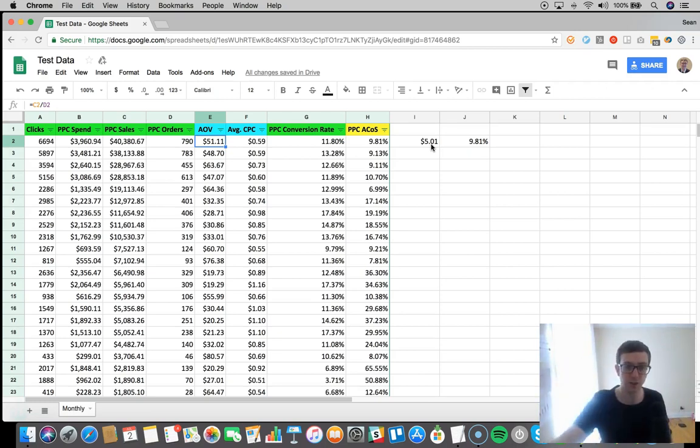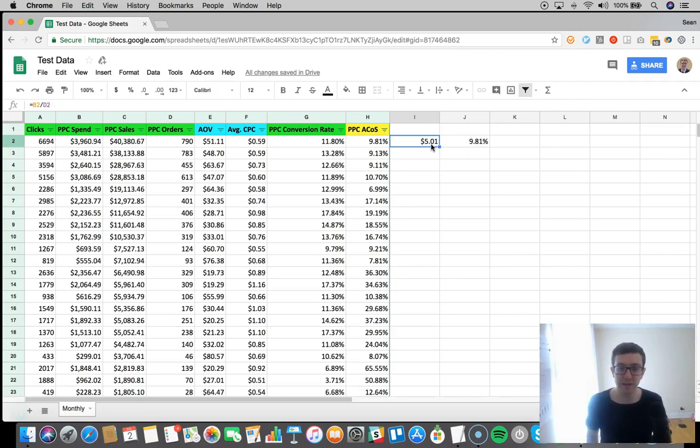The difference between the average order value and the average cost per click is really good. Also, if you take the spend divided by the orders, it tells you the customer acquisition cost of PPC. So it costs $5 to get one customer through PPC. Now, this isn't the customer acquisition cost for everything. You'd want to include overhead and other metrics, but just for PPC, that's your customer acquisition cost.